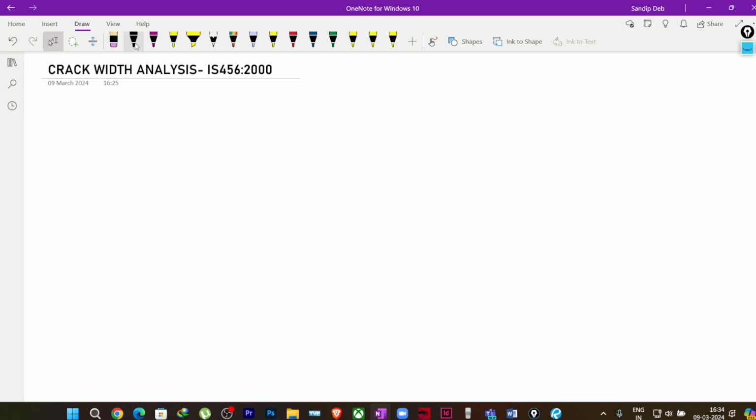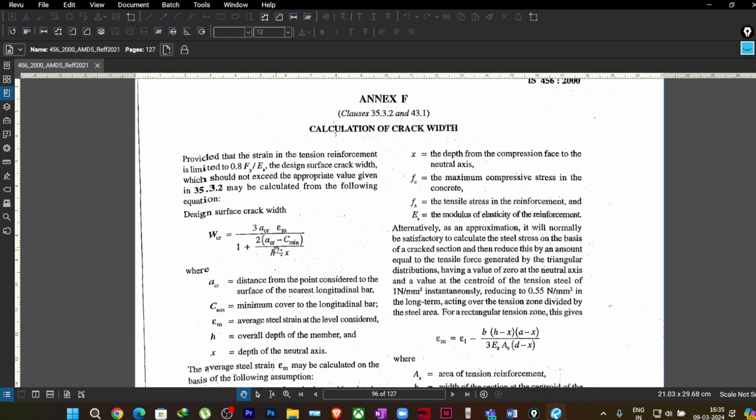In this lecture, we are going to see the crack width analysis of RCC section as per IS 456-2000. There are various gaps in the explanatory text, or you can say in the clauses given in IS 456-2000 for crack width analysis. So we'll try to fill those gaps through this session while calculating the crack width in a RCC section. So let us jump into the code first to see what code is given.